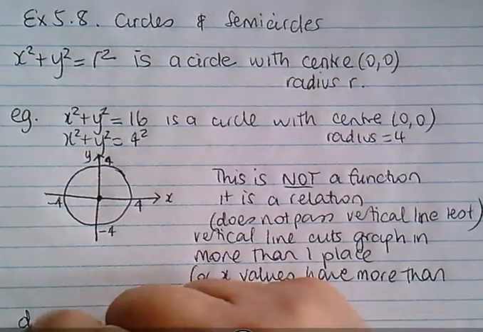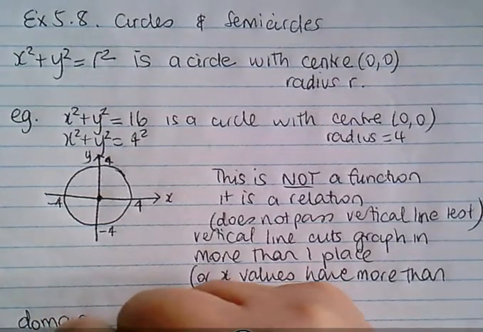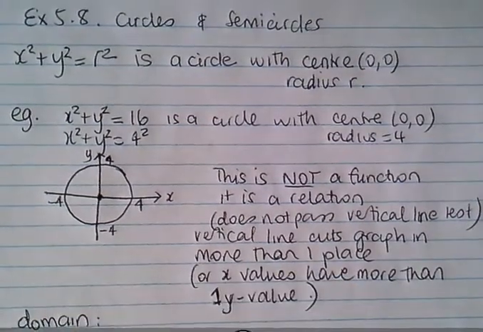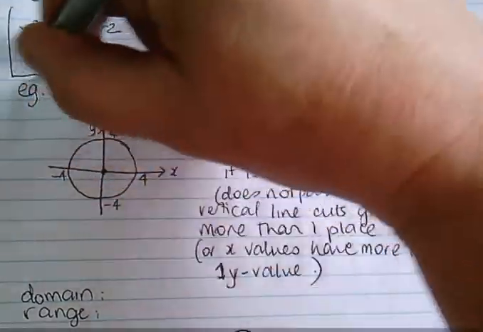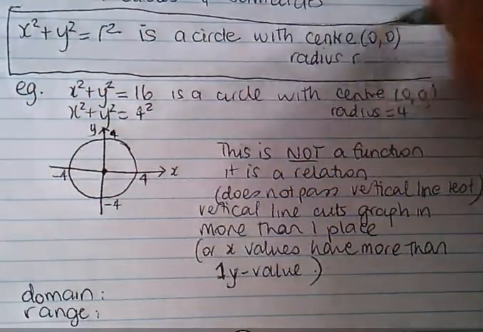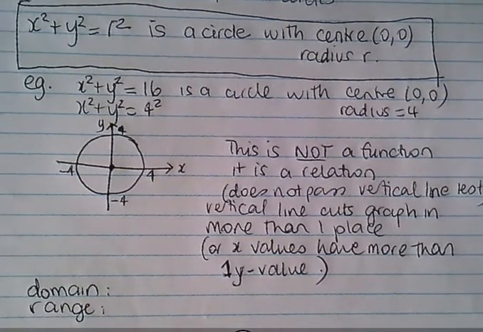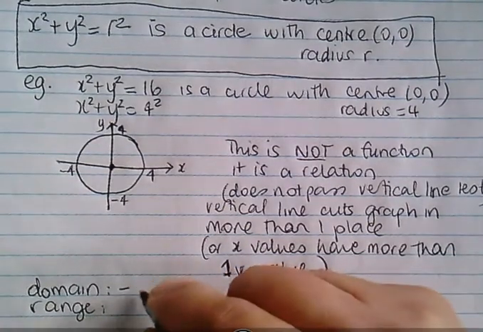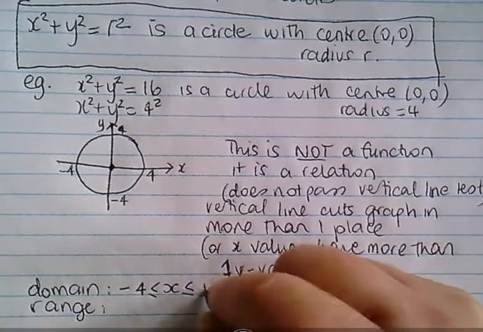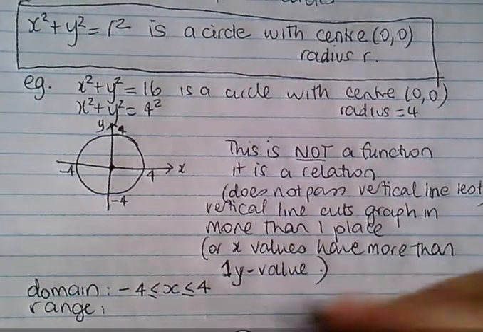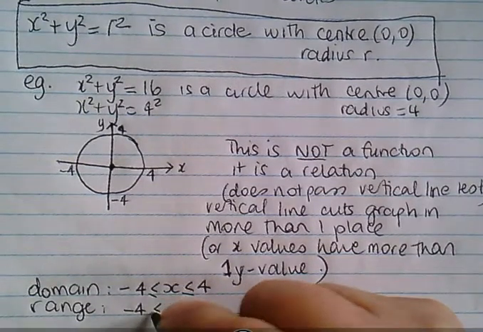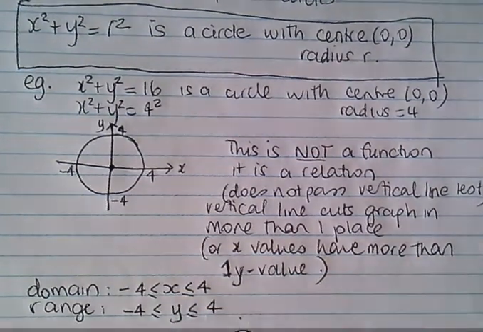Let's have a look at the domain and the range of this function. So that was our first thing. We're just looking at the ordinary circle, and then we're going to shift our circles up, down, right, etc. And then we're going to look at semicircles. We've looked at questions like this where we work out the domain and range of these circles. So what is the domain? Negative 4 is less than or equal to x is less than or equal to 4. And the range is from negative 4 is less than or equal to y, which is less than or equal to 4.